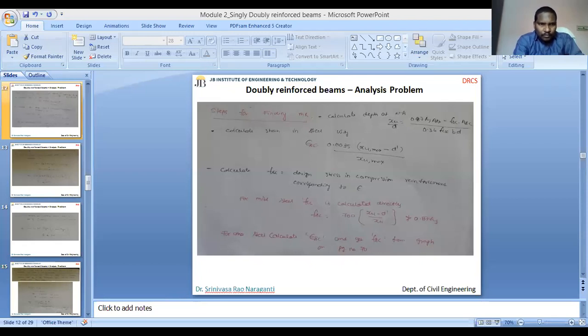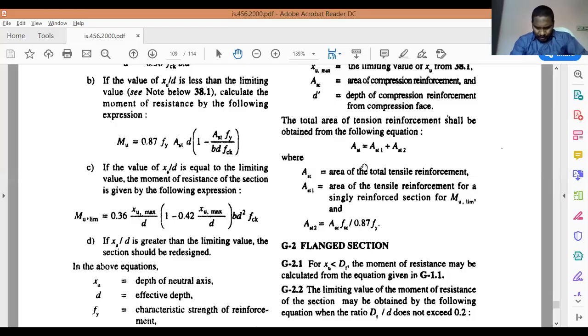Share. Okay. Can you see the IS code, guys, now? Yes, sir. Okay. Let me continue here.